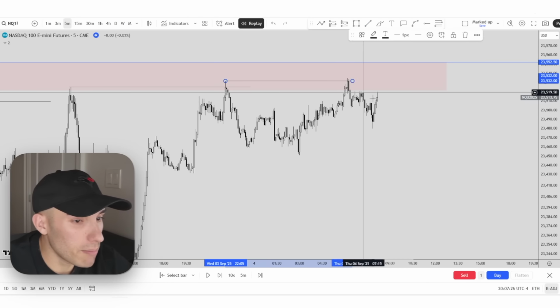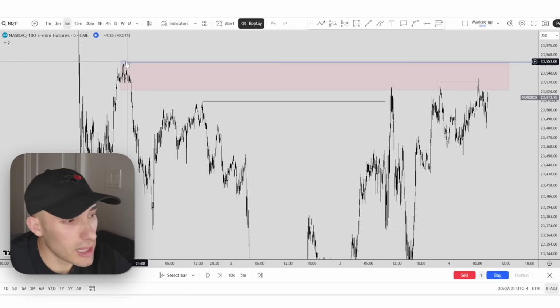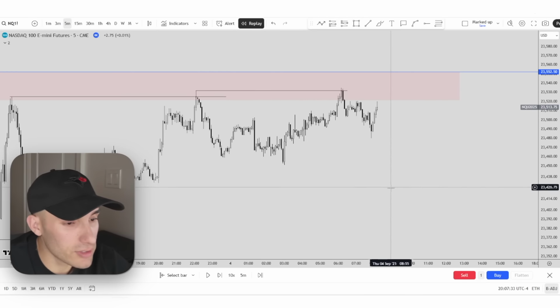We took out this high, but look what we left from the left-hand side. Okay, still leaving that high from the left, 23,552. We have to keep an eye on that.